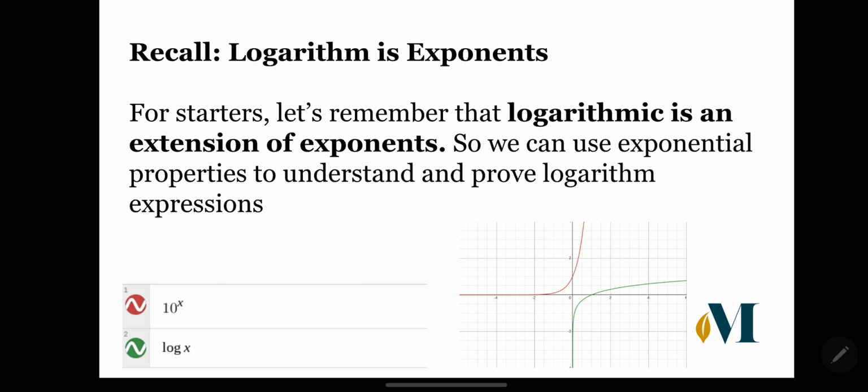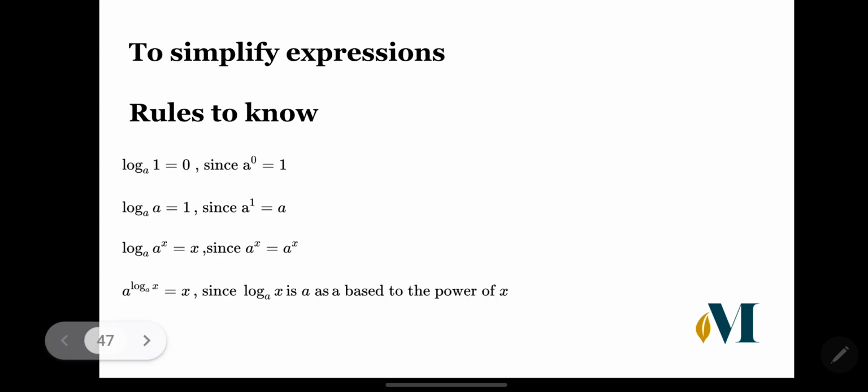So what are we talking about today? We're talking about simplifying expressions. So here are some rules to know, and we'll apply these later. All right, y'all, look at this first one. We have log base a of 1 equals 0.